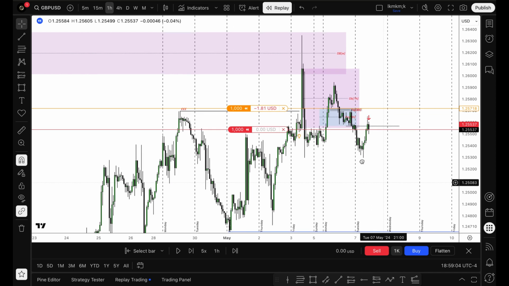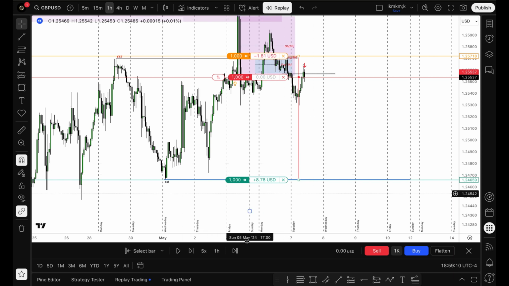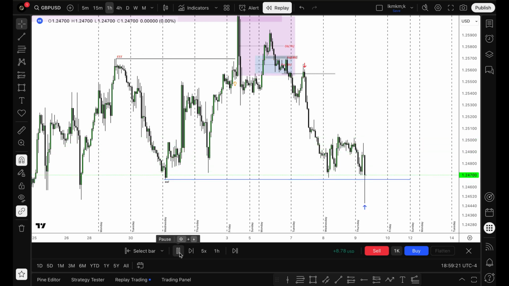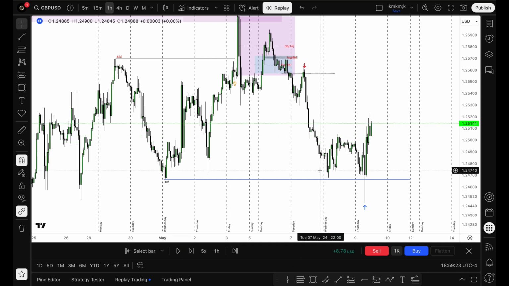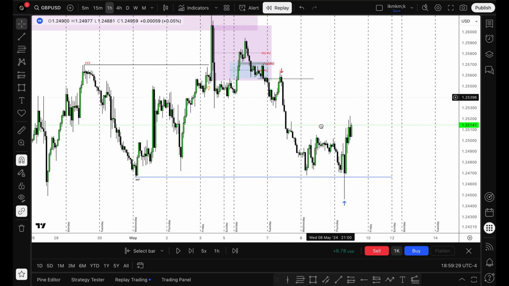And then for the rest of the week, just look to target those weekly lows. And then price just displaces to the downside, reaches those weekly lows, and then takes us out for the week. So ideally, that's how you would want to frame your trades.